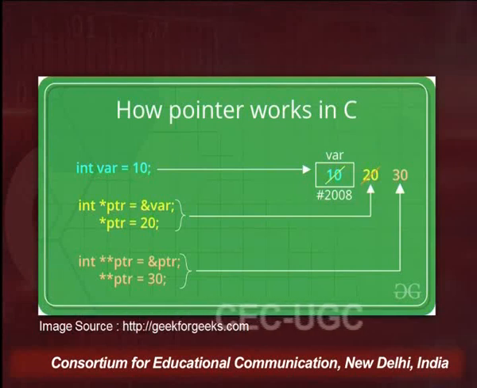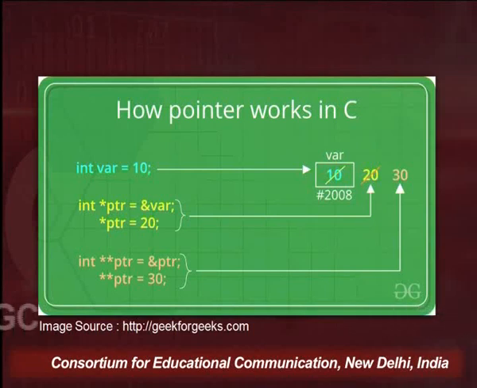For example, I have taken a variable whose value is 10, and then I have taken one pointer variable, integer asterisk ptr. The value which I have assigned is ampersand var. Now, here are two special operators: one is asterisk, another one is ampersand. They both have different meanings. For example, in ampersand var, ampersand means address of.